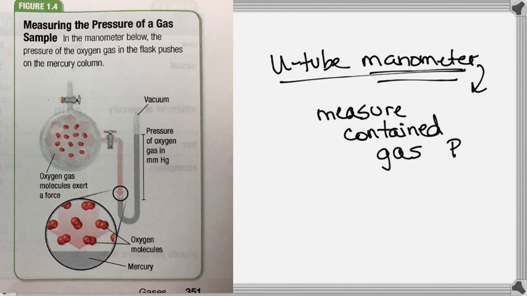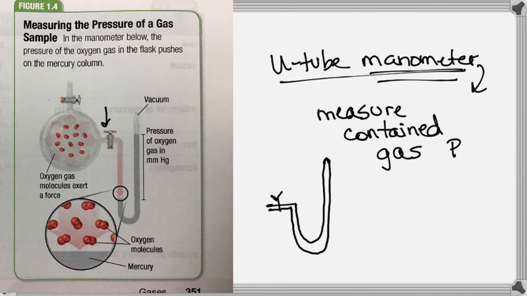This one right here, we have a valve that you can open or close that is attached to a flask that contains a gas. And in this U-tube manometer, again, you got a valve right here, your U-tube that is right in through here.